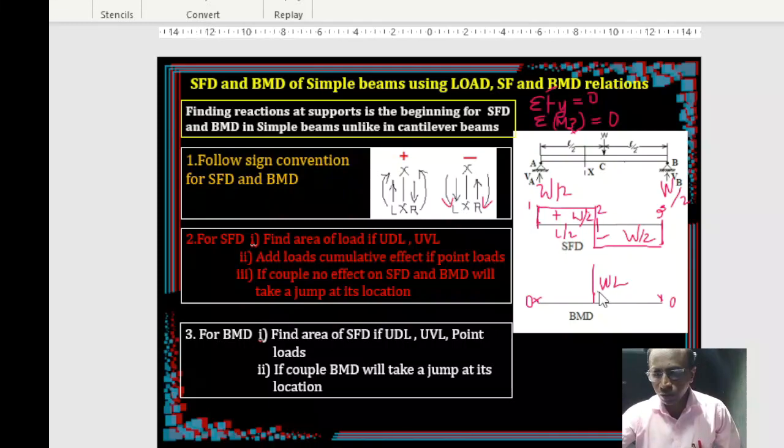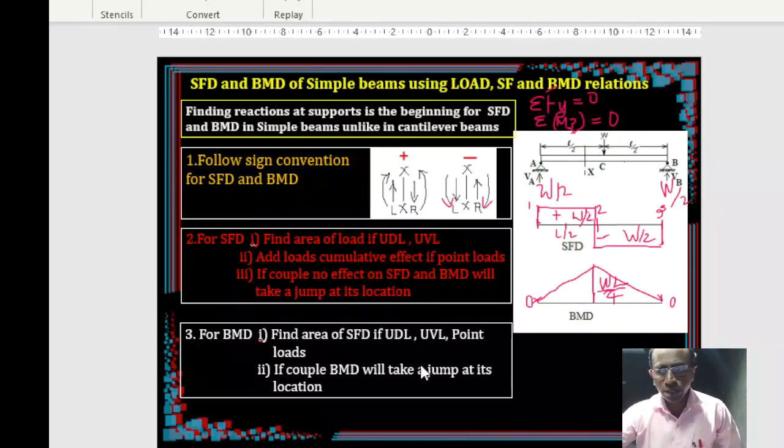Okay. Now you can join the 3 points. But how to join? I told you already. When there is a point load, the variation of the bending moment diagram will be linear. So join all the 3 points with a linear line. So you can join to here and here to here. Right? Is a 0 ordinate. That's all. So this is going to be our bending moment diagram.